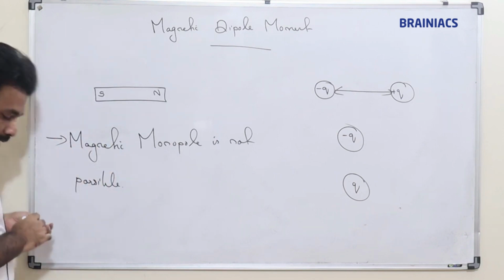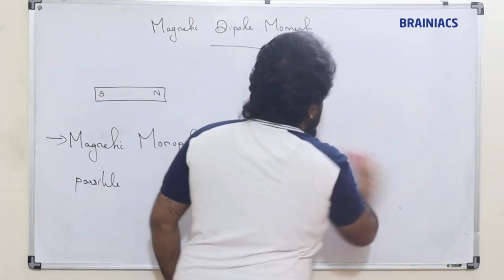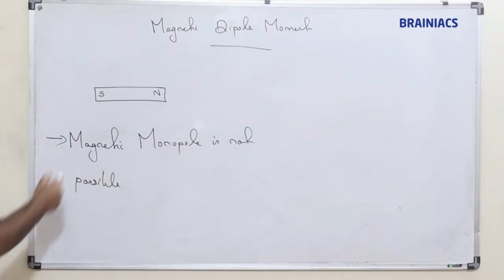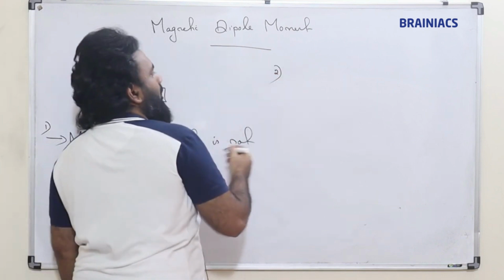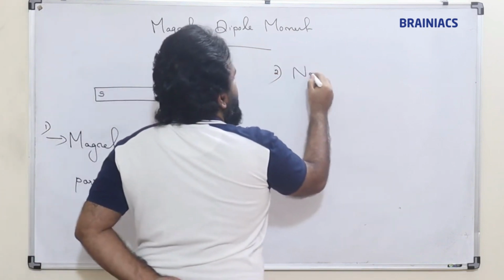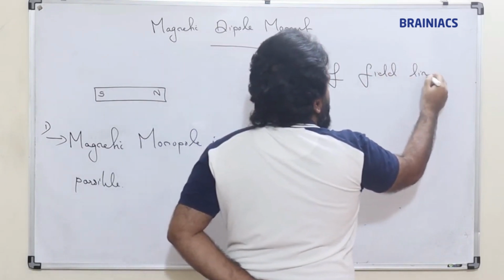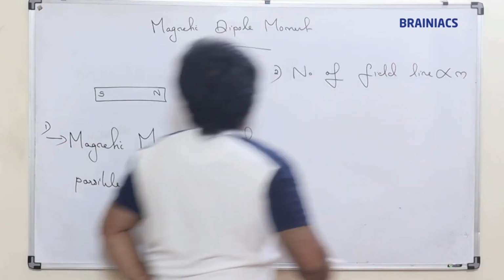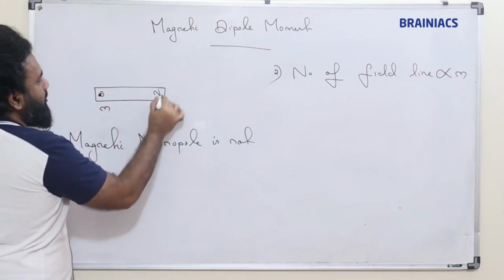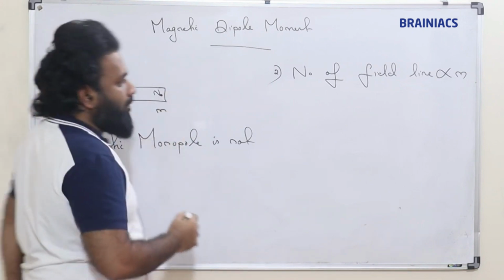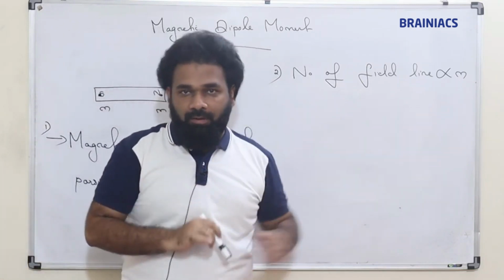Okay, now another thing is, okay, let us consider this as point number 1. Point number 2. Okay, number of field lines is proportional to what? Pole strength. So this pole has got what? Pole strength M. Both has got pole strength M. So how much stronger the poles are, that much magnetic field lines will be there.